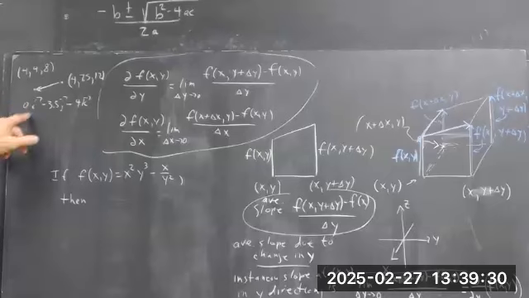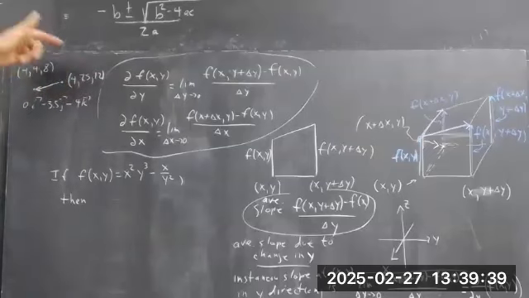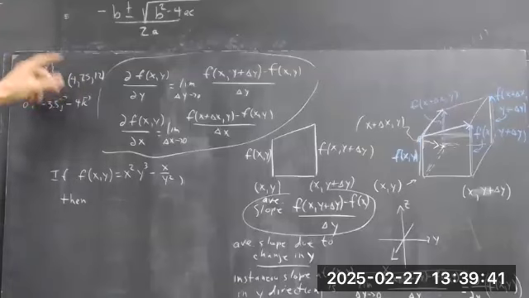X doesn't change. So the x component is 0. Y goes down by 3.5, so that's negative 3.5j. And z goes down by 4, so it's negative 4k.